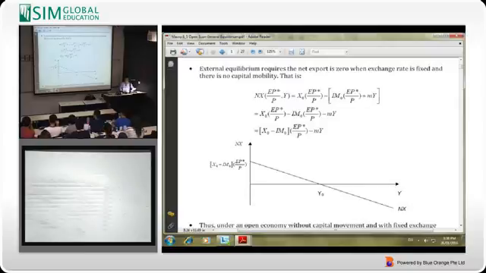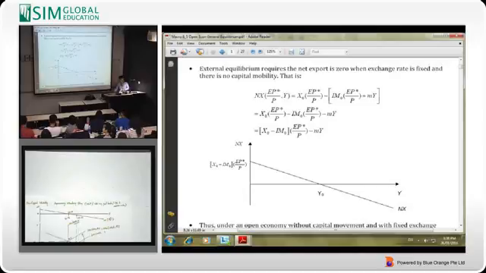And the first one that we will be doing will be expansionary monetary policy. We will draw them together, no worries.